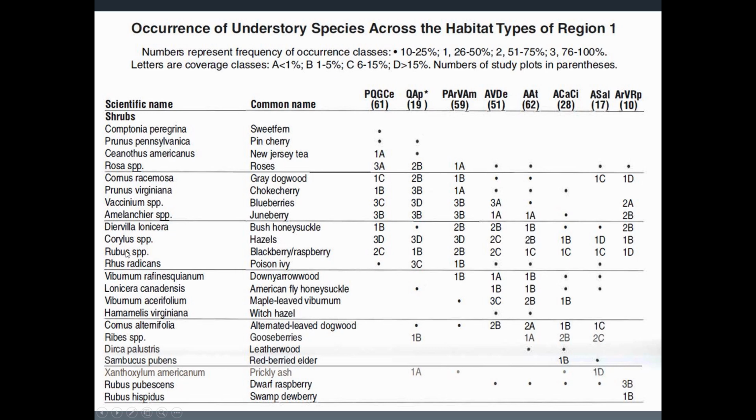So for example, the Corylus species, or hazels, aren't a great indicator species for this particular region, Region 1 in Wisconsin. And we'll get into what the regions mean, because it's pretty abundant in just about all of them, a little bit less abundant in these. Whereas something like New Jersey tea, Ceanothus americanus, is only frequently found in 2 of these types, so that's a bit better of an indicator.